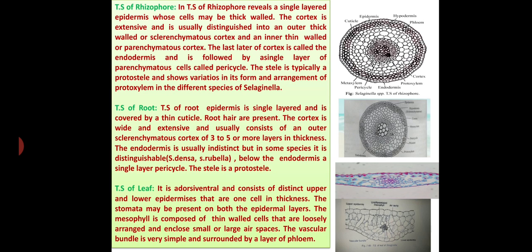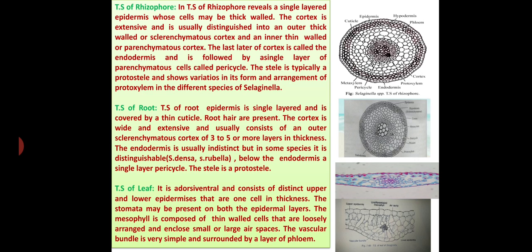Root hairs are present. The cortex is wide and extensive and usually consists of an outer sclerenchymatous cortex, 3 to 4 or more layers of thickness. The endodermis is usually indistinct, but in some species it is distinguishable. Below the endodermis is a single layer pericycle. The stele is protostele. Lastly, we discuss the internal structure of the leaf.